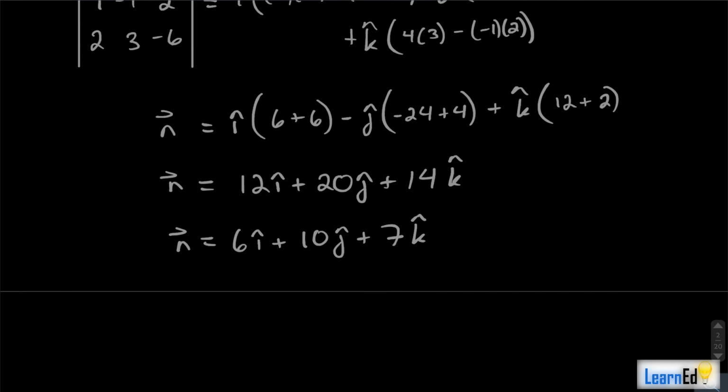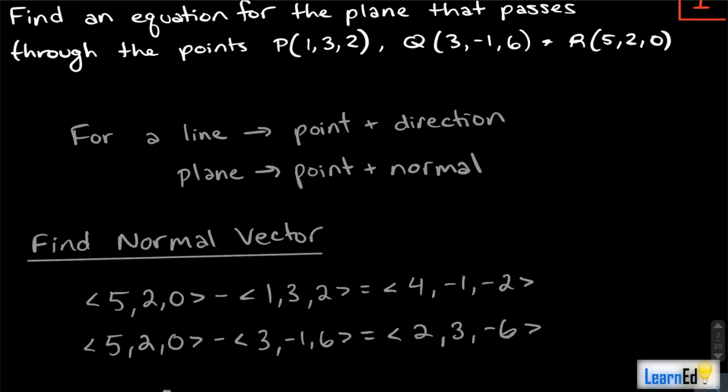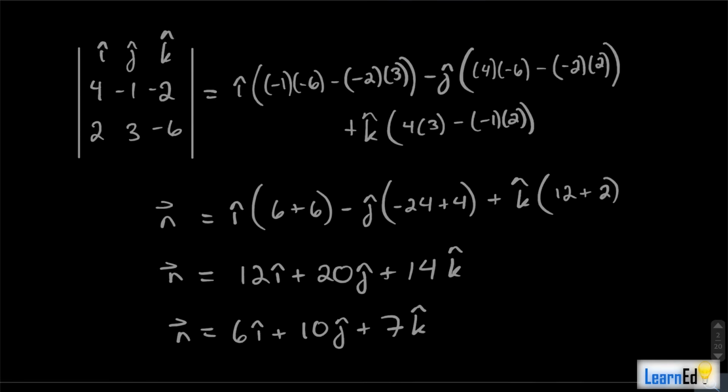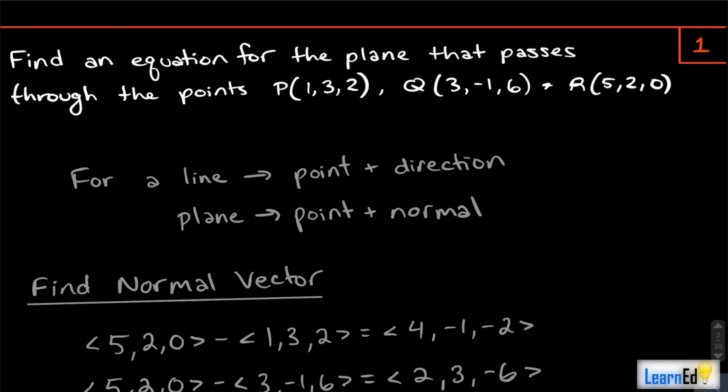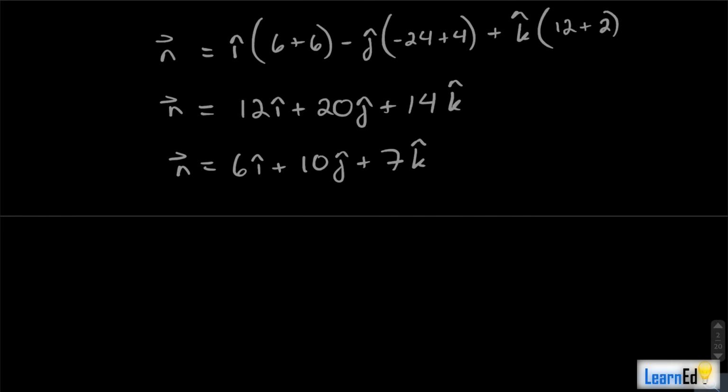Okay, so now let's find a point. So we've got to use one of the points, and the point that I want to use is going to be the first point here. I'm going to use point (1, 3, 2). Okay, so we have a normal vector and we have our point, which is (1, 3, 2), and now we just have to find the equation of the plane. Okay, now what is that equation of the plane?